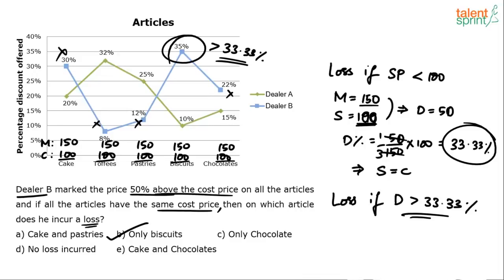Right? Assuming the cost price is 100 for all the articles, meaning marked price is 150 for all the articles. If the selling price is 100 rupees, which is equal to the cost price, the discount should have been 33.33%. Now for a person to make a loss, selling price should be less than cost price. That can happen only when the discount is more than 33.33. And the only article where the discount is more than 33.33, you see, is this, biscuits, blue line. So option B is the answer.